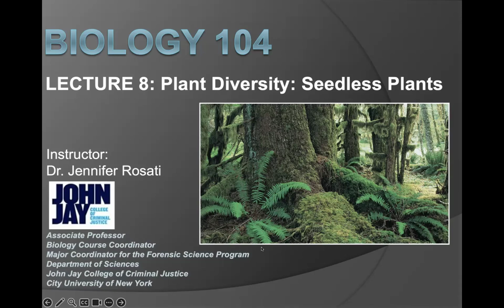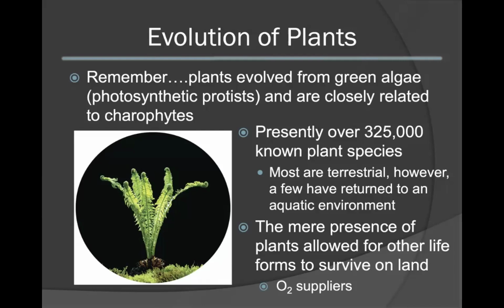In this lecture, we will review the diversity of seedless plants. If you remember, plants evolved from green algae, which originated as photosynthetic protists and are considered to be very closely related to charophytes. There are currently over 325,000 species of plants. Most are considered to be terrestrial, however, a few plants have returned to an aquatic environment.